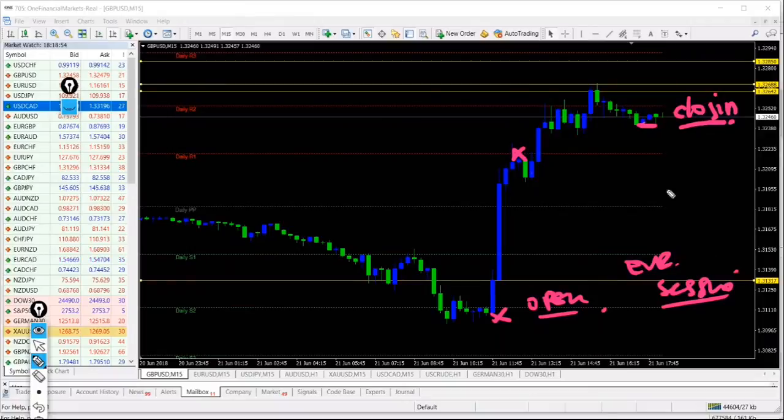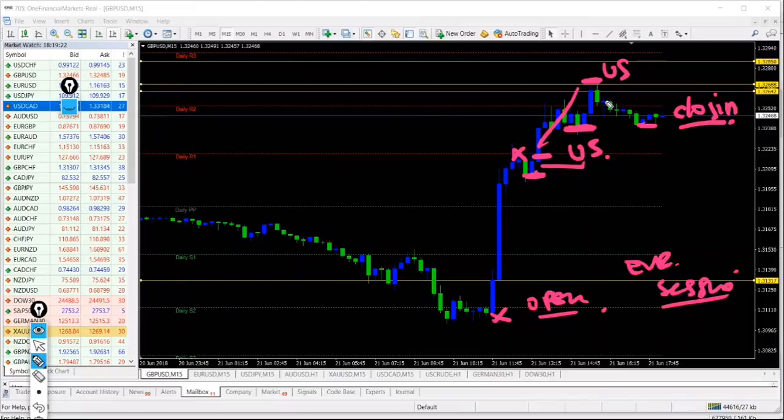What about the US market session? Well, the US market session opened here. Basically, the US actually started a little bit earlier, but it's around the opening here. And the high of the US was right here. So for the US market, we're talking about a move that goes from here, I'm in 15 minutes now, from here up to here. So US, Europe. What about the closing of the US market?